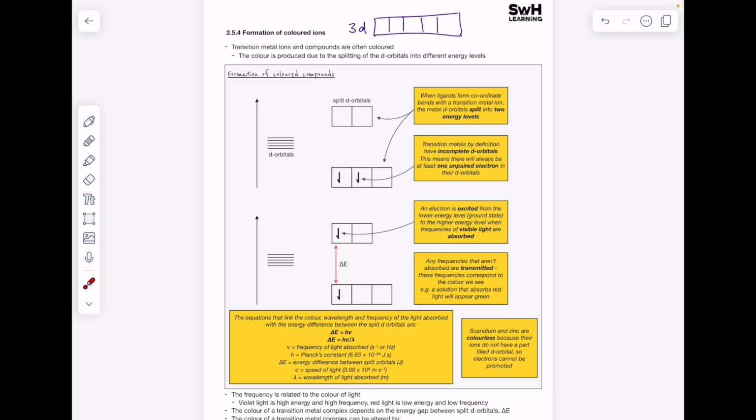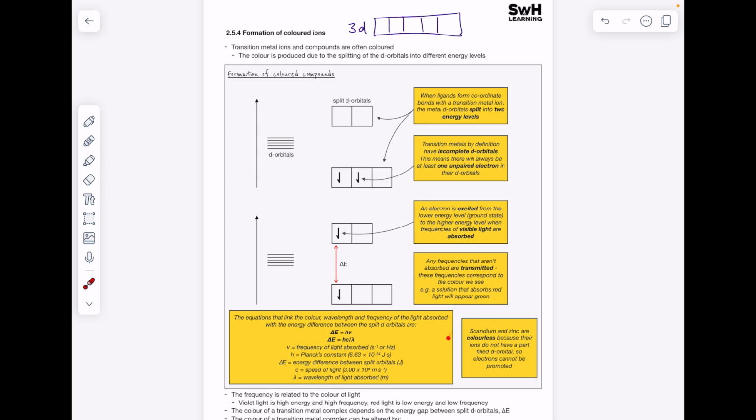So as a coordinate bond forms between the ligand and the transition metal ion, an electron is excited from the lower energy level, which we call the ground state, to a higher energy level, and that occurs due to certain frequencies of visible light being absorbed. But at the same time, remember, visible light is a spectrum. It contains lots of different colours. Any frequencies of visible light which aren't absorbed are transmitted. That's a chemistry term. In physics, you might have used the word reflected. These are the frequencies that correspond to a particular colour we see. So if a particular solution absorbs red but transmits green, the solution will appear green.